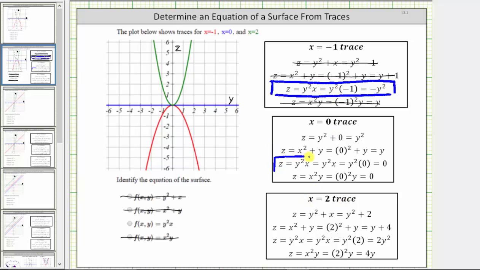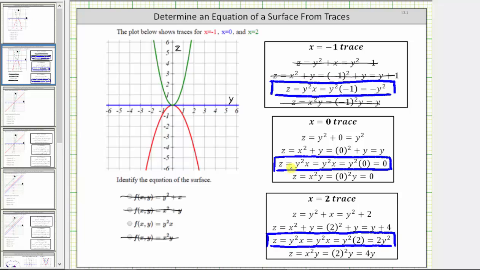The x equals 0 trace is z equals 0. The x equals 2 trace is z equals 2y squared. So for the x equals 0 trace, which is z equals 0, this would be a horizontal line passing through the origin of the yz plane, or in this case the y-axis, which is graphed in blue. So this trace is correct.